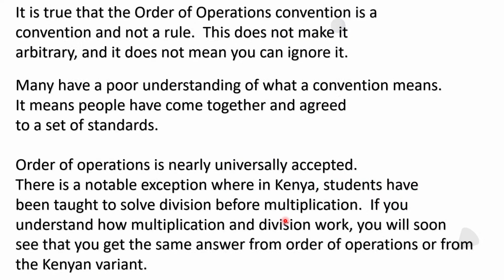So back to this whole concept about the order of operations being some crazy made-up thing. It's true that the order of operations is a convention and not a rule, but that doesn't make it arbitrary, and it does not mean that you can ignore it. So many people have a poor understanding of what a convention means. Some people will say, well, it's a convention, so that means I can just do whatever I want. Well, a convention really is saying that people have come together and agreed to a set of standards.